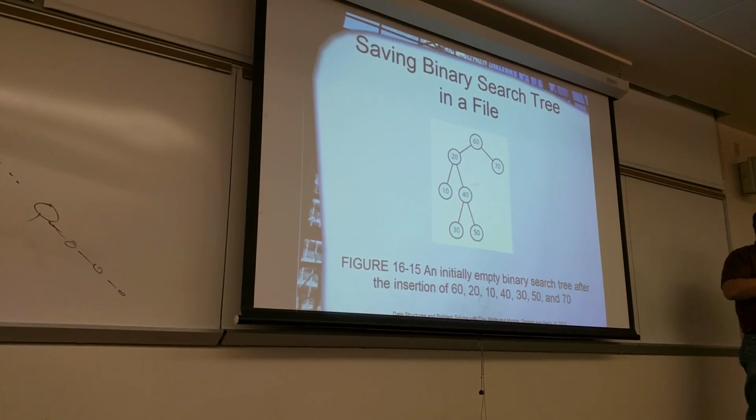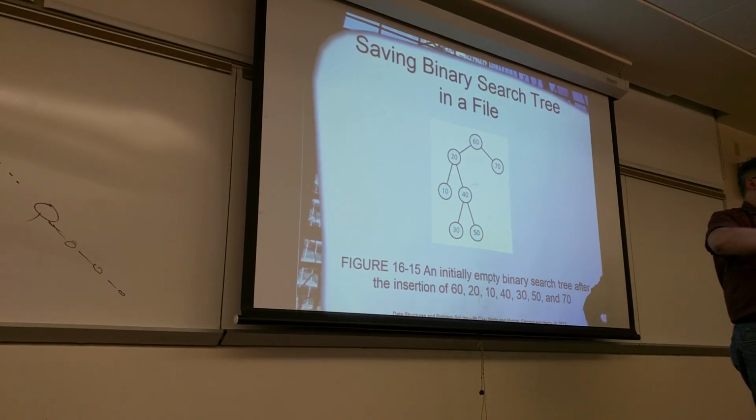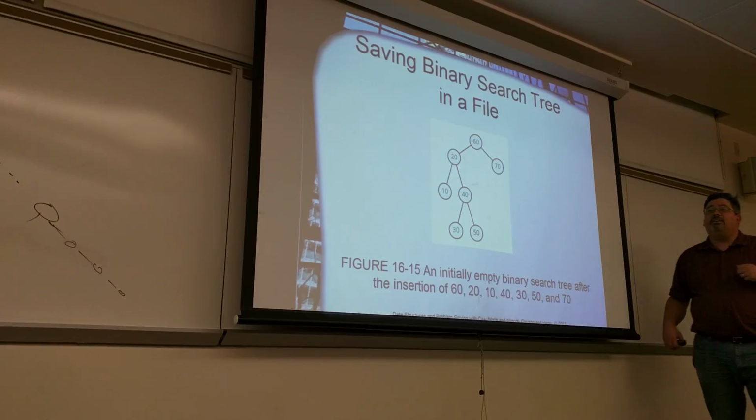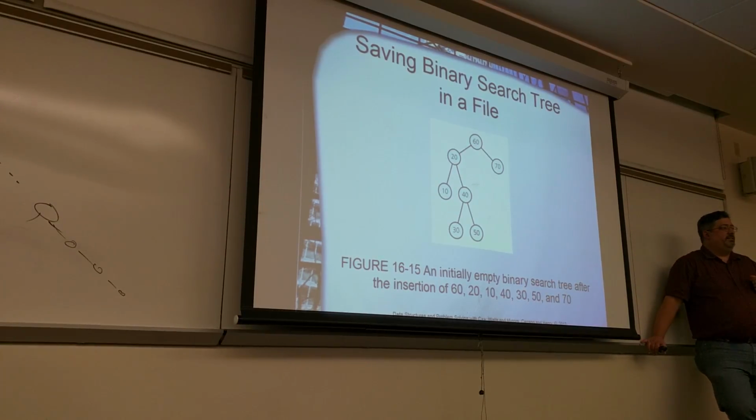So, pop quiz again. This is for 5,000 points. What is the best use of pre-order traversal? Saving a tree to a file so you can recreate it. What's the best use of in-order traversal? In-order printing. Creating a vine.